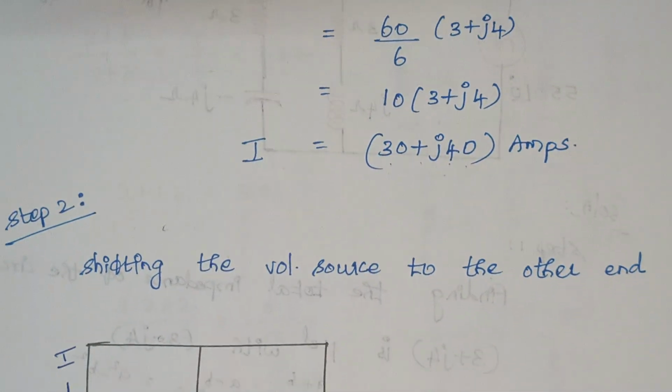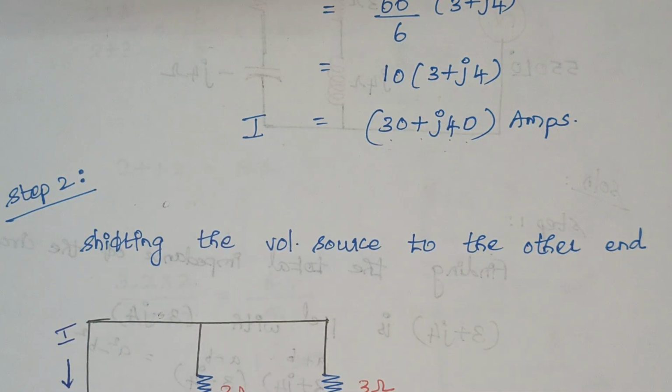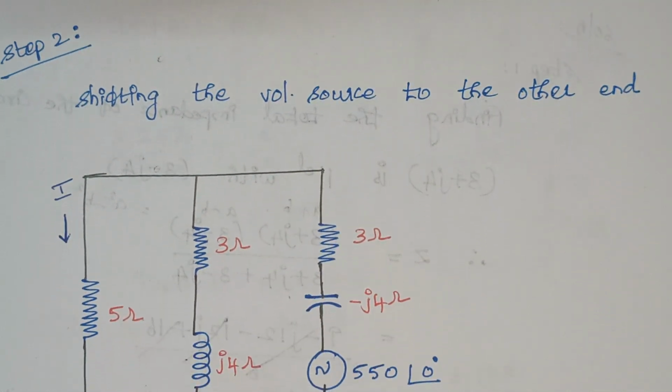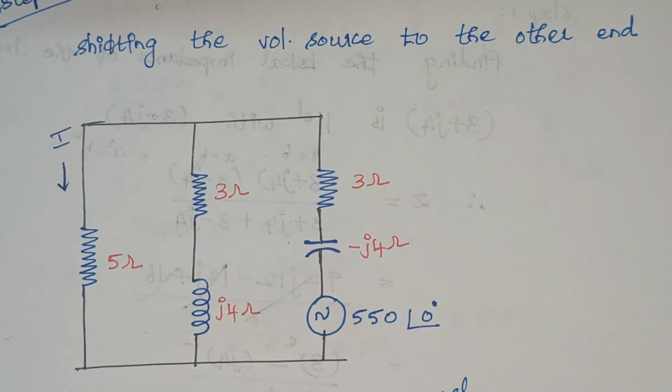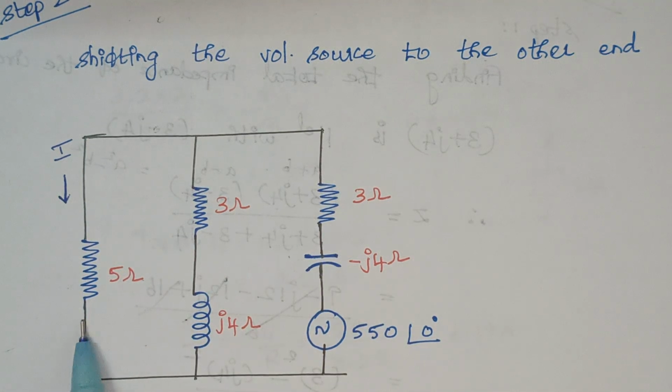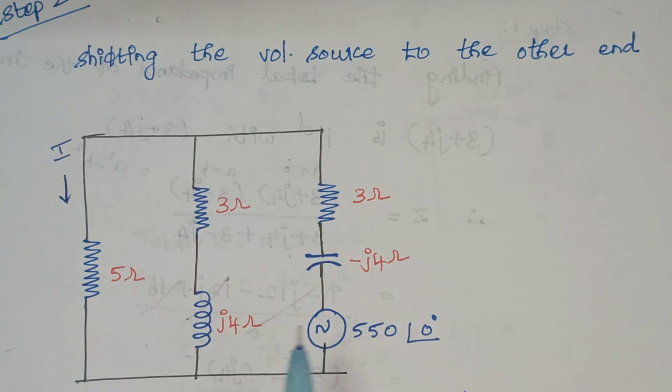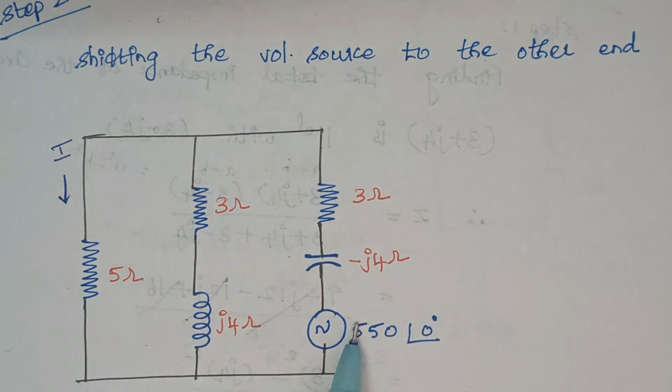So what is our second step? Our second step is shifting the voltage source to the other end. Right. This is the key thing which we use in the reciprocity theorem. So we are shifting the voltage source. That is, the voltage source which is present in this loop gets shifted to the other loop, to the other end.